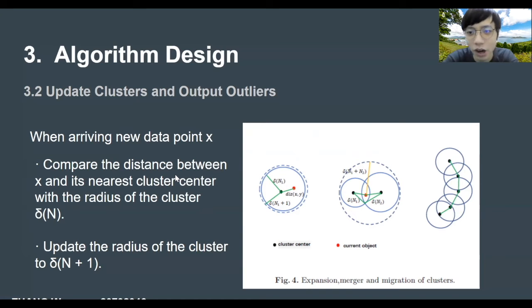That is, the number of objects in the average unit space cannot be too small. From this, we can get a function delta n, with the number of objects in the cluster n as a variable, to calculate the cluster radius of each cluster. In this way, when we get a new streaming data point, we can incrementally update the state of the cluster. From the picture on the right-hand side, we can see how the clusters expand, merge, and migrate.